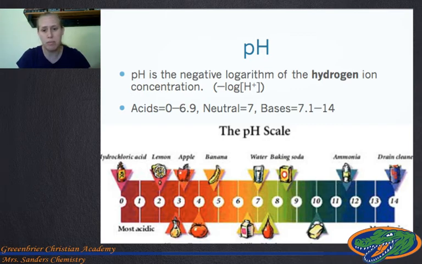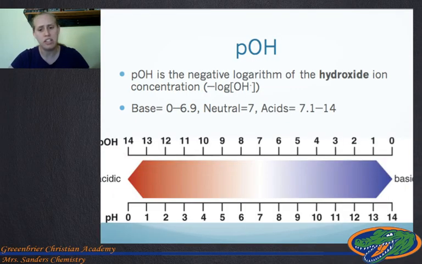7 is neutral, so it's right in the middle, and then 7.1 to 14 is going to be considered basic on the pH scale. This is important because it's different with the pOH scale. The pOH scale is actually the negative logarithm of the hydroxide ion, so this is the OH concentration.